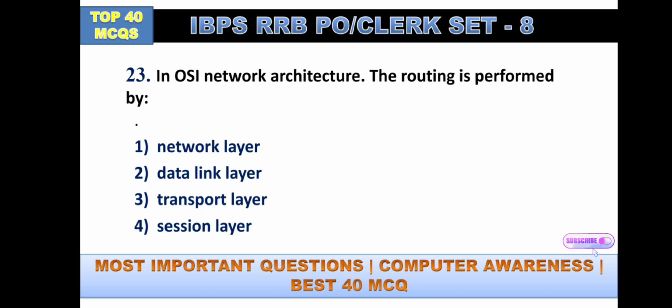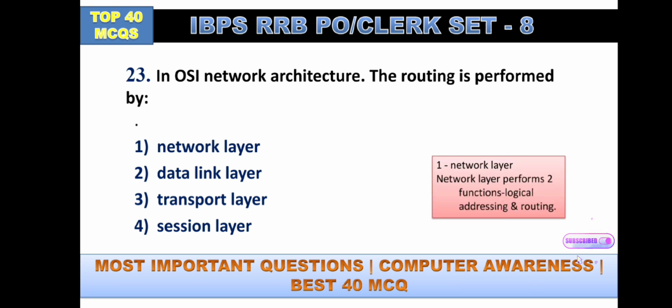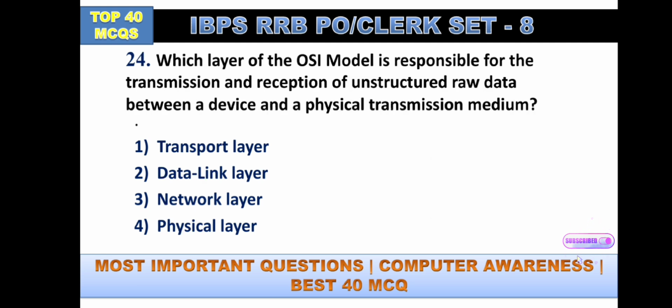Question number 23: in OSI architecture, the routing is performed by which layer? I think all of you know this, it's the network layer, and the network layer performs two functions. One is logical addressing and the other is routing. Question number 24: which layer of the OSI model is responsible for the transmission and reception of unstructured raw data between a device and a physical transmission medium? So it is done by the physical layer.